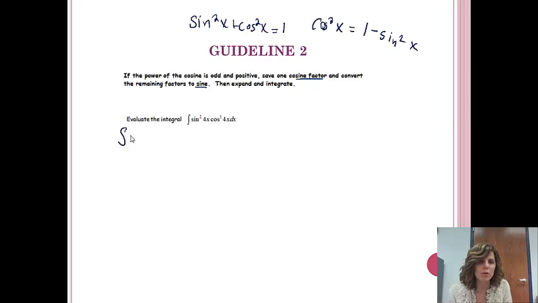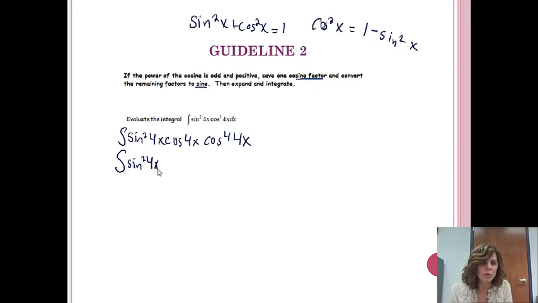So let's go ahead and tackle this problem. We've got sine squared 4x. I'm going to save a cosine, and then I've got cosine to the fourth 4x left. All right, so we would like to convert to sine. I notice that I have cosine squared. Well, this is cosine to the fourth. So I'm just going to separate it again. I have sine squared 4x, cosine 4x. I'm going to make this cosine squared 4x, cosine squared 4x, because then I can use that formula 2 times.